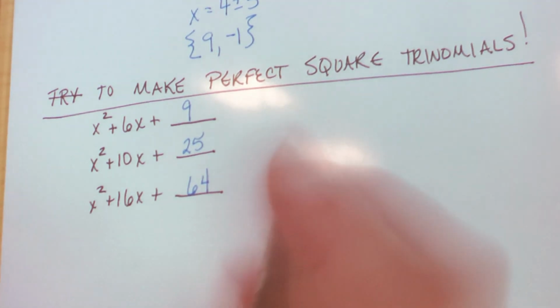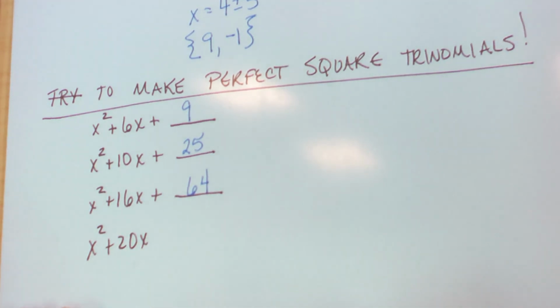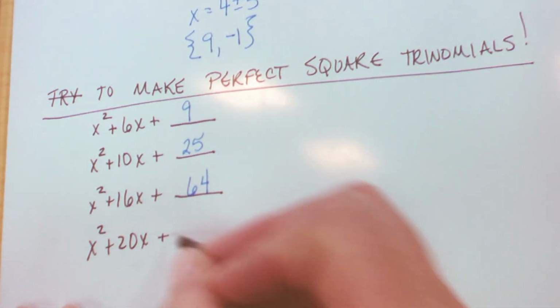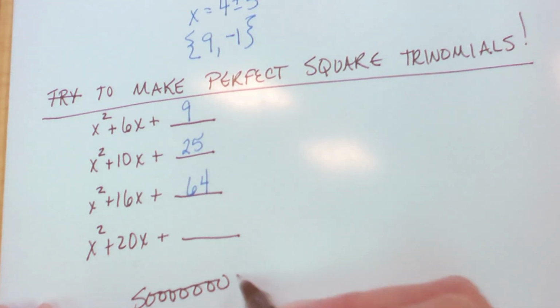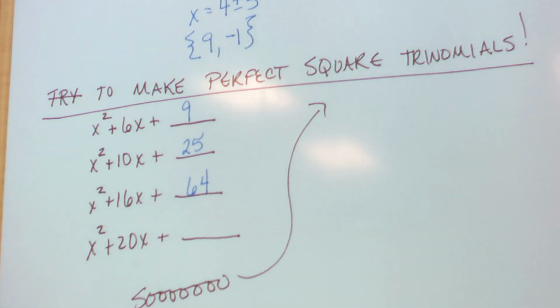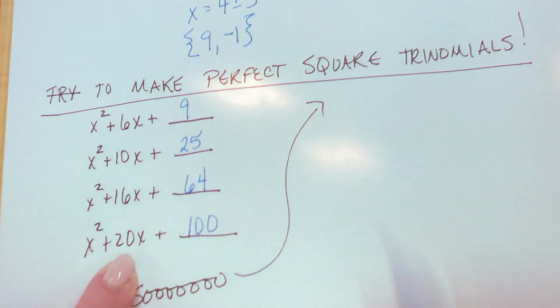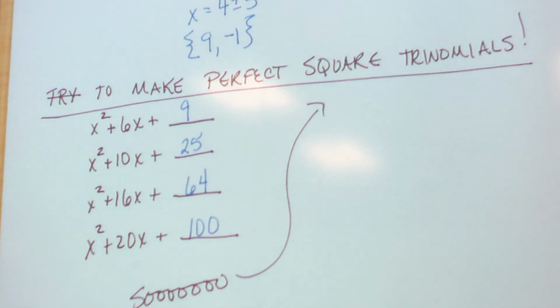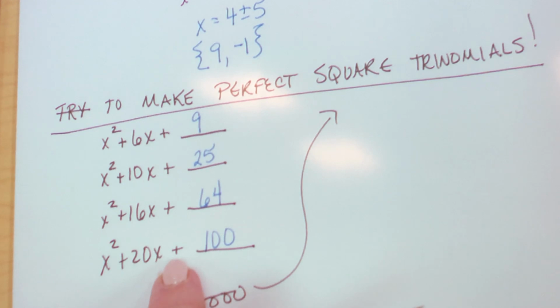Now everybody knows how to do it, so everybody ought to be popping on this one. So x squared plus 20x plus what do you say? 100. Half of 20 is 10, and 10 squared is 100. So you're taking half of this number, squaring it, and putting it right here. Does that tell you why this is a plus sign? Yes. Why? Because it has to be the same, because you're adding the 10 to get your 20x.